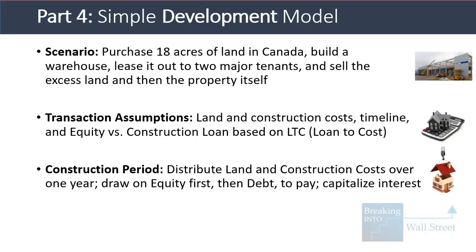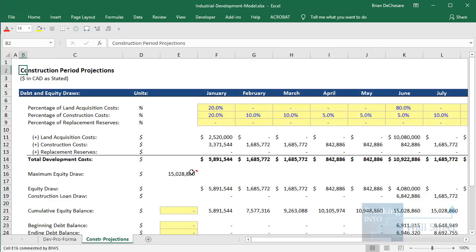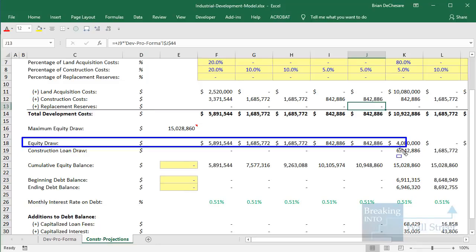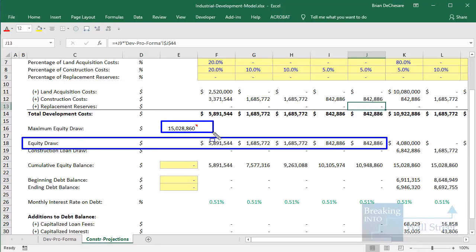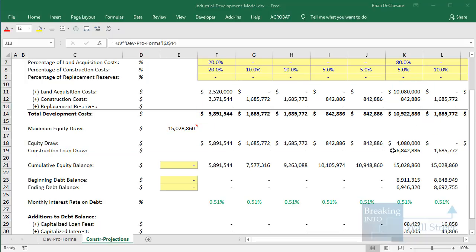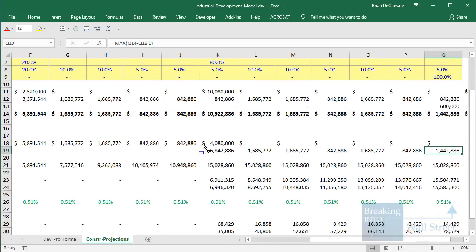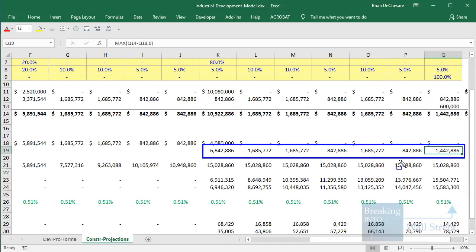Then in the construction period, we distribute these costs over a year. We draw on equity first and then debt to pay for them. So on the construction projections tab over here, we have our land acquisition costs first, then we distribute our construction costs. Initially, we are nowhere close to the maximum amount of equity that we can use for this project. So we can draw on equity to pay for all these costs. But midway through the first year, that flips, and then we draw on our maximum amount of equity, and so we have to draw on debt to fund the rest.